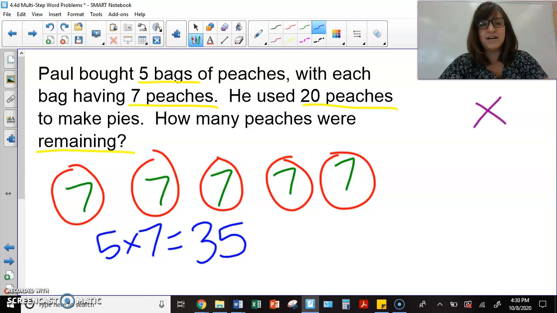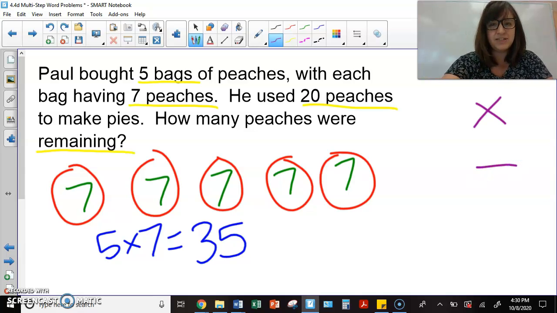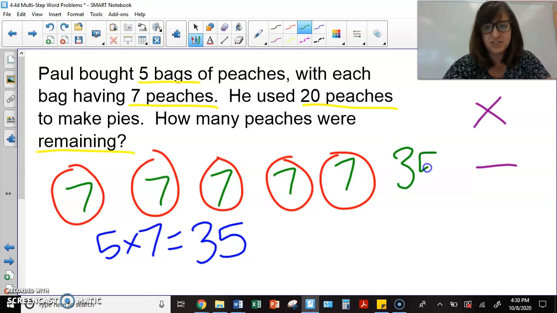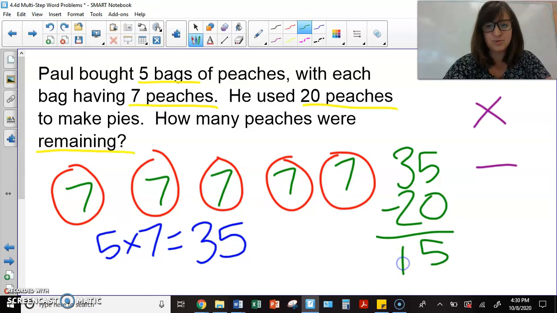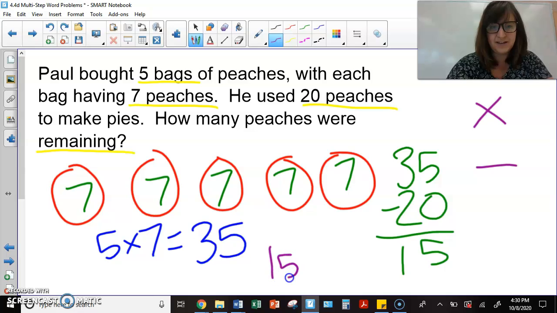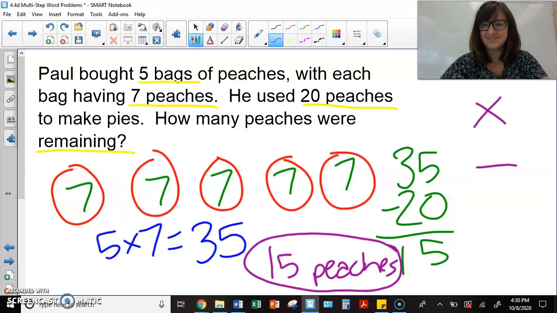Then he uses 20 peaches to make pies. How many were remaining? That tells me I'm going to subtract now. So I am going to take my 35 peaches, I'm going to subtract 20, and I am left with 15. So that means that I have 15 peaches left over, and that is my answer.